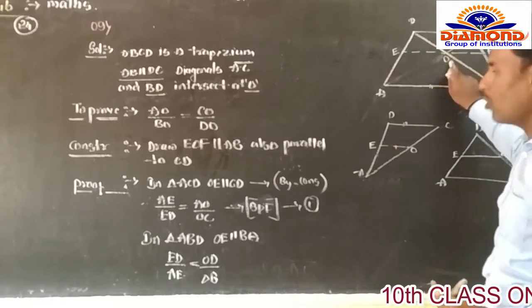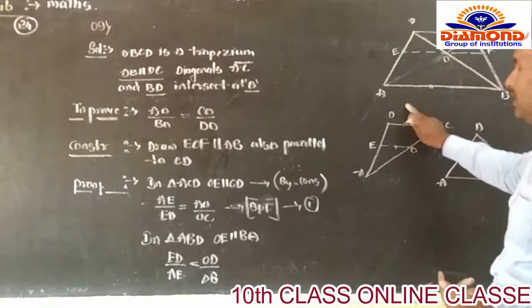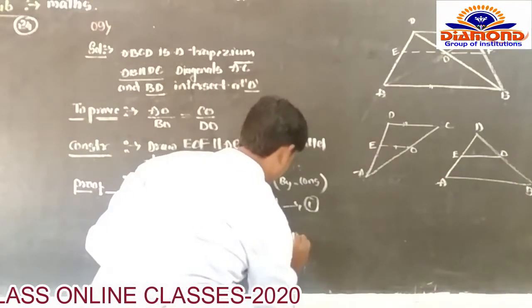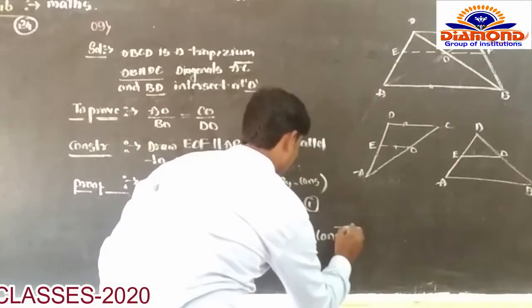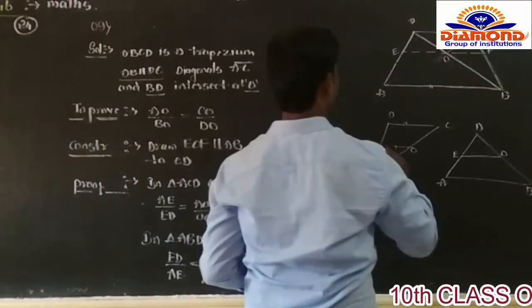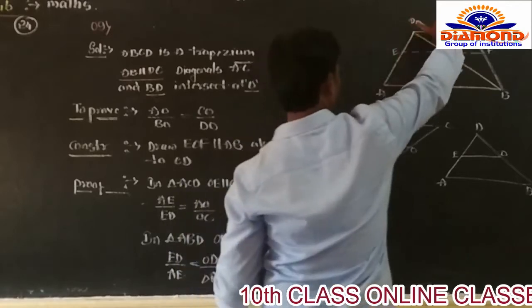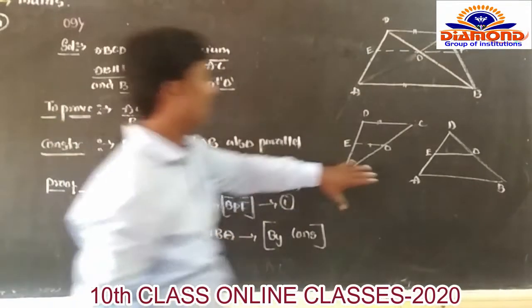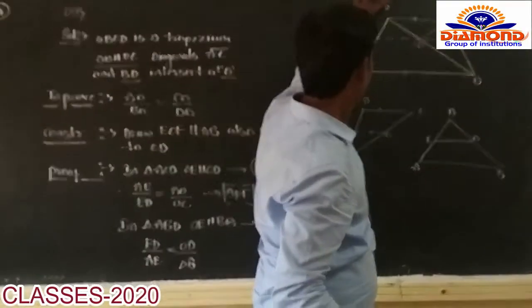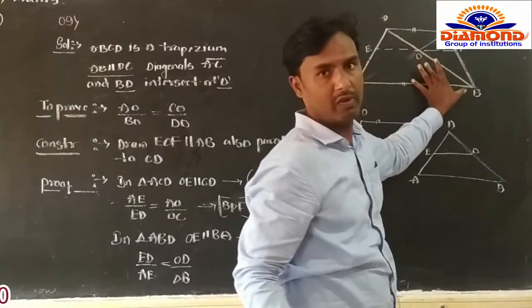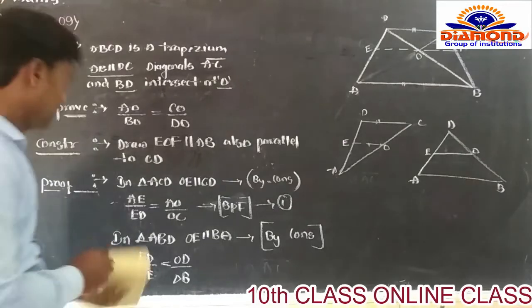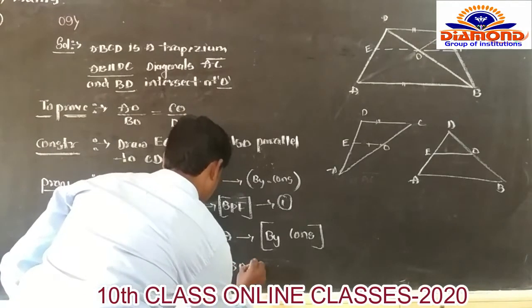In this triangle EO is parallel to AB. This is also by construction. Then we can take ED by EA and DO by OB. We can take ED by EA, DO by OB. This is also the BPT theorem.